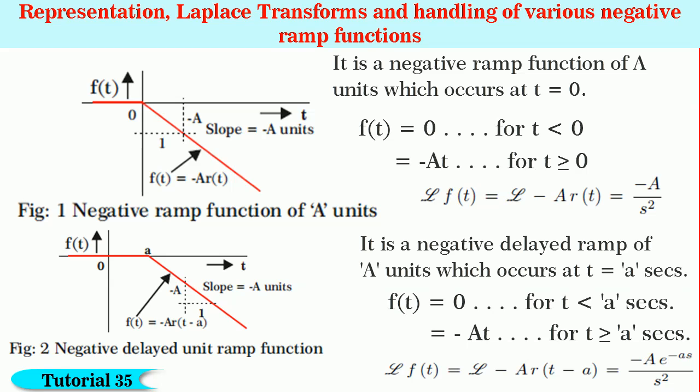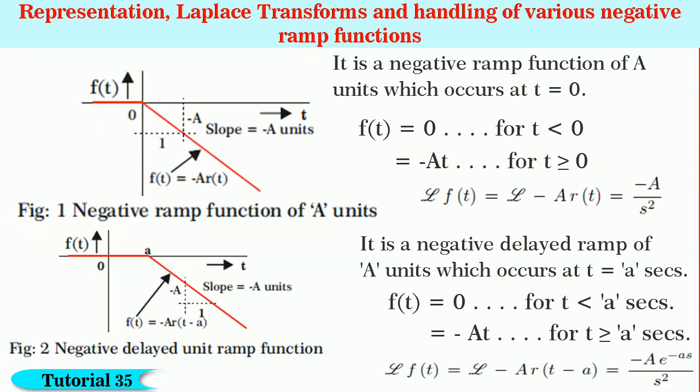Friends, till now we discussed only positive ramp functions. Now we shall learn about negative ramp. Consider a negative ramp function shown in figure 1. It is a negative ramp of a units which occurs at t is equal to 0. Observe that its slope is minus a divided by 1, which is minus a units. Its magnitude starts decreasing at t is equal to 0.